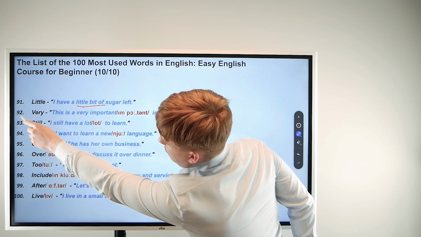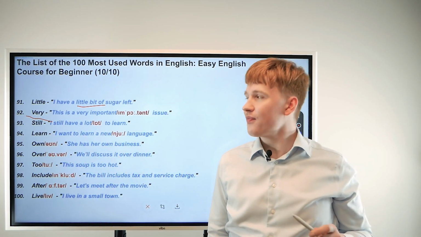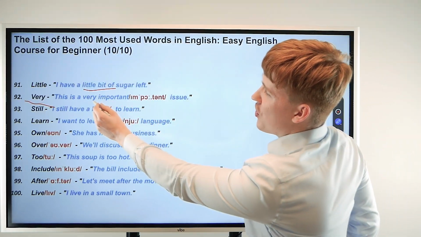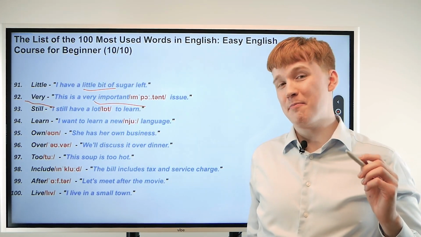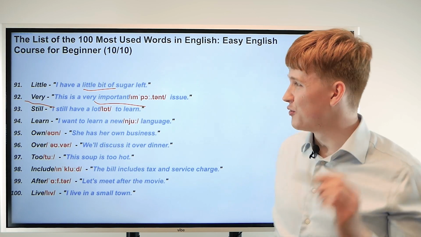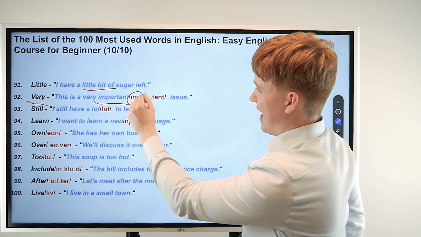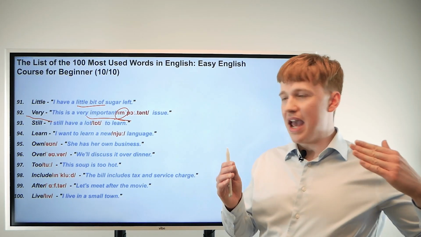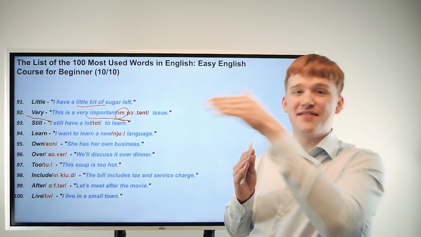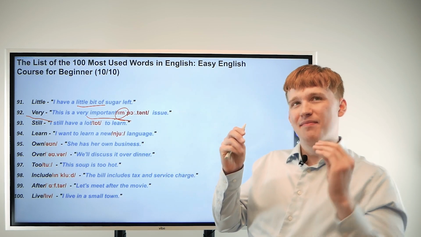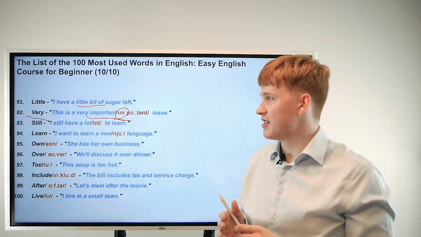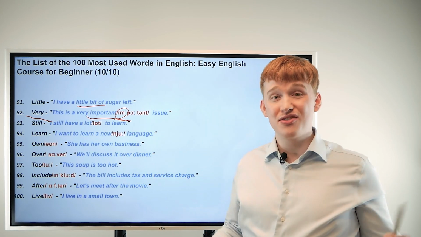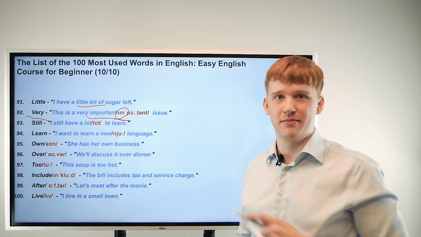Next up, we have very. I have a very important issue. Can you say the word important? Important? Great, good job. Remember that, important. Very is when we want to emphasize that something is more than if you didn't say very. So it is very important. It is a very important issue. It's not just important, it's super important.